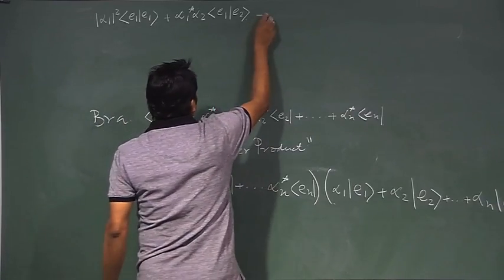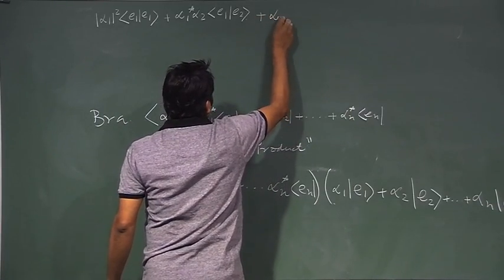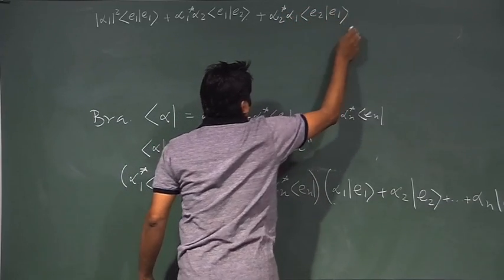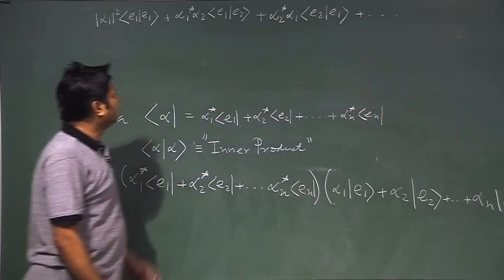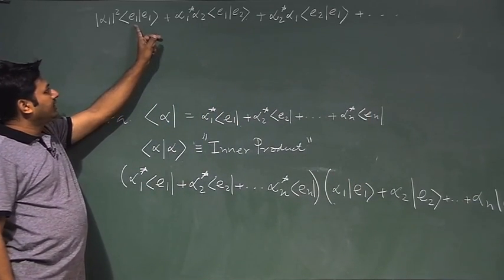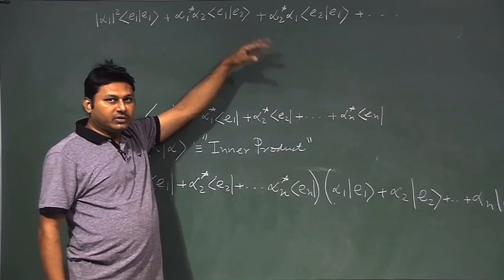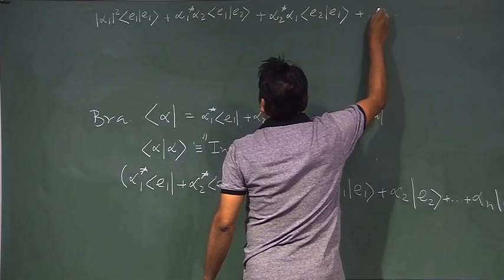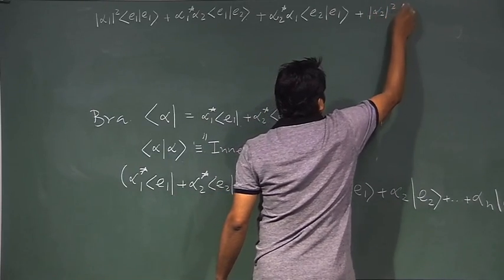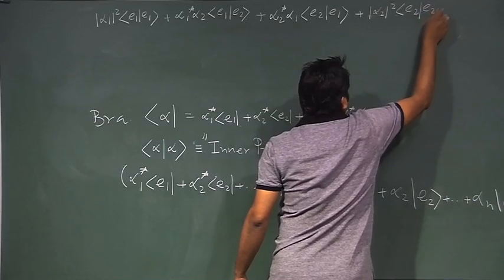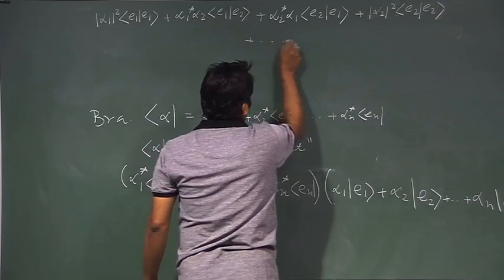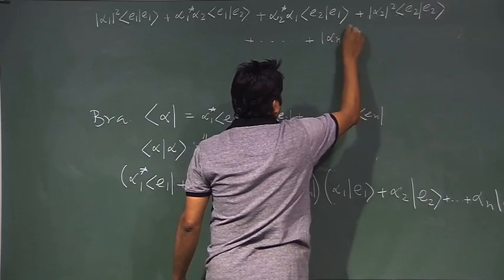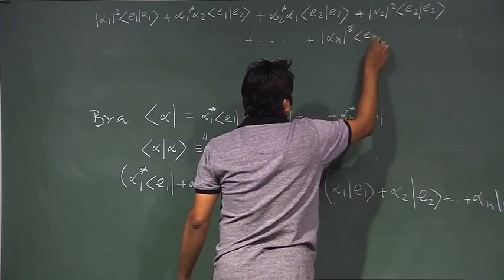In the same way, I can find another term which is alpha 2 star alpha 1, E2 E1, and so on. The point is, I have one term which is E1 E1, I have a cross term like this. Also a different kind of cross term I find, and not only that, I also find something like alpha 2 star alpha 2, E2 E2, this term and so on. Finally, I will have alpha n star alpha n, mod of alpha n square, E n E n.